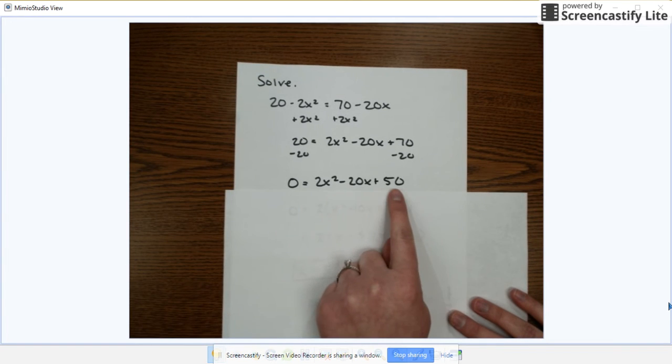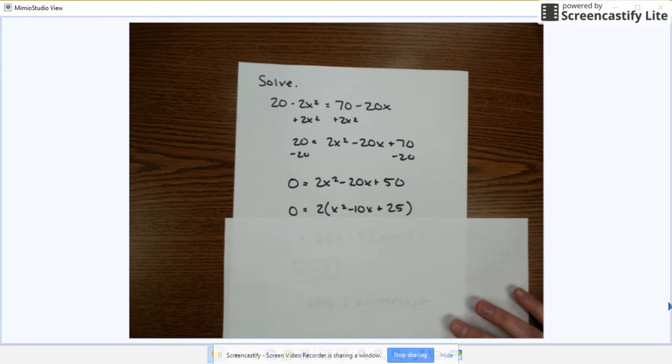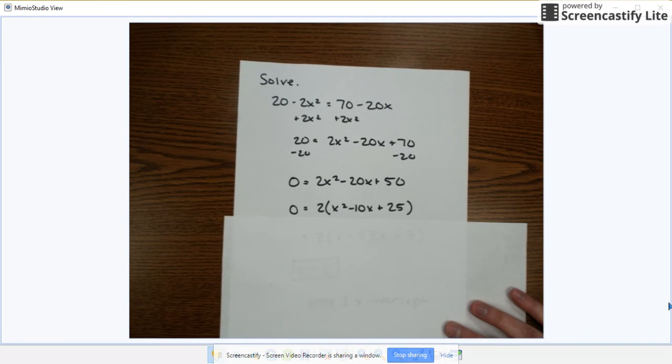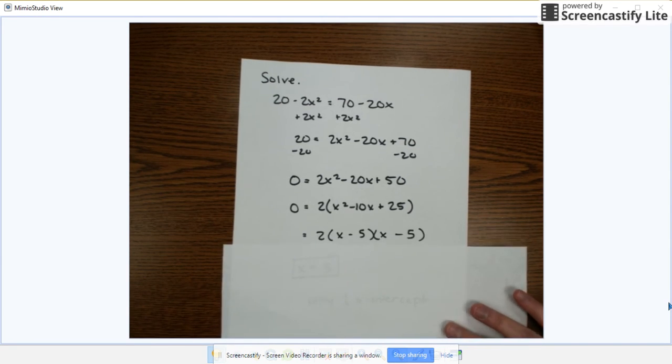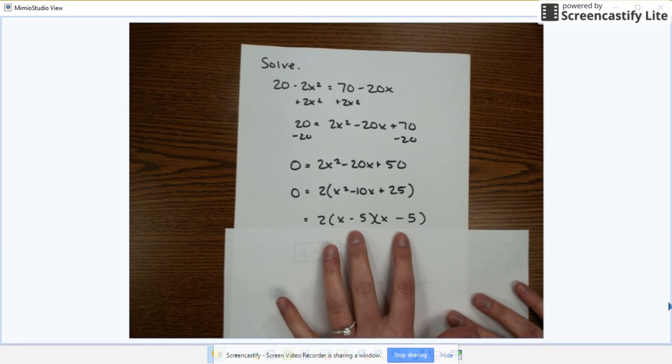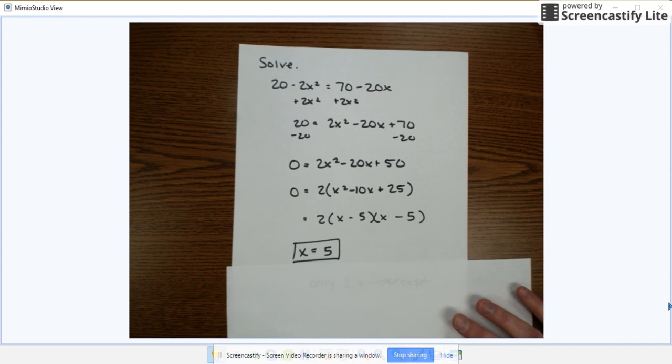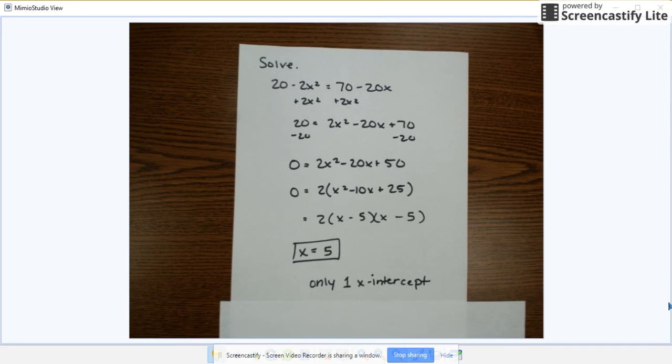Well, each of these can be divided by 2. So we're going to factor out that 2. We're going to pull out a 2, and that leaves us with x squared minus 10x plus 25. This is still set equal to 0, so we can still factor this trinomial. When we go to factor, it becomes 2 times x minus 5, x minus 5. Well, these two parentheses are the exact same, so we only have one root, and it would be x equals 5. So graphically, you would only have one x-intercept.